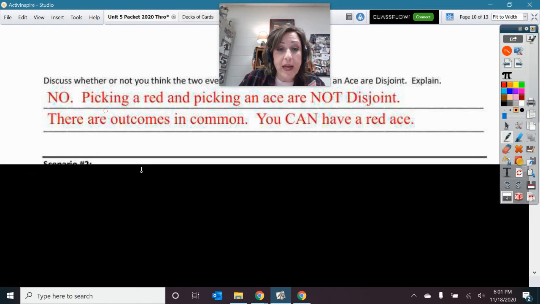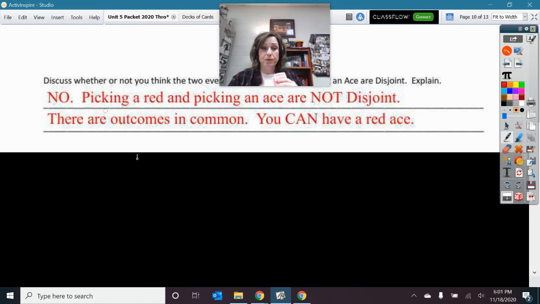You can have a red ace. So those events are independent and they are not disjoint. Independent, not disjoint. Just showed you that. Let's do another scenario.